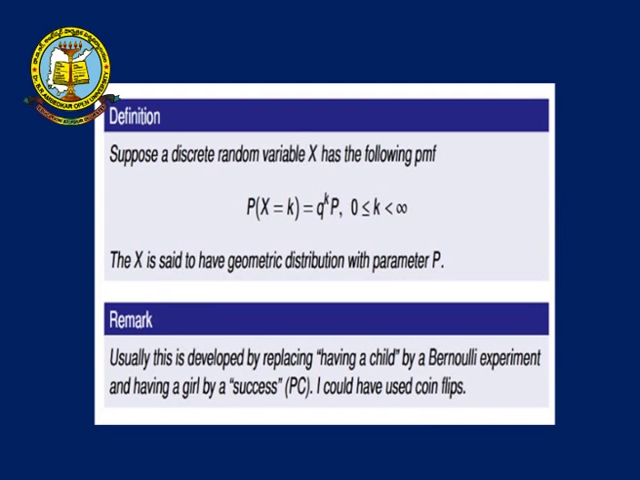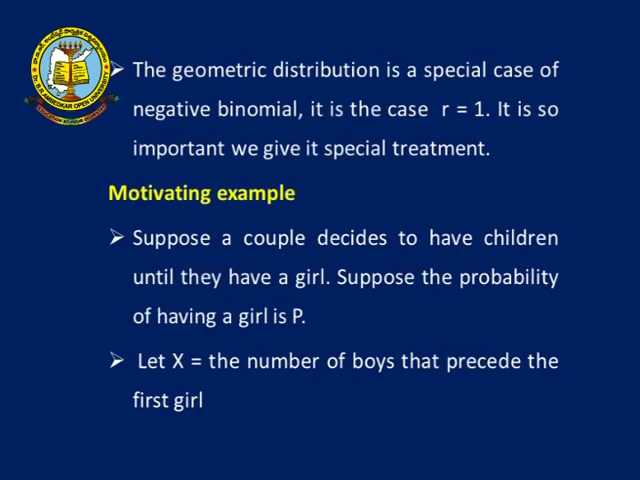Then there is another definition. Suppose a discrete random variable X has the following probability mass function: P(X = k) is Q power k into P, for k from 0 to infinity. X is said to have a geometric distribution with parameter P. Without the parameter P, we do not have the geometric distribution. This usually develops from replacing a Bernoulli experiment, having a child, with having a girl as a success; I could have used coin flips. The geometric distribution is a special case of the negative binomial in the case r equal to 1, so it is important that we give it special treatment.